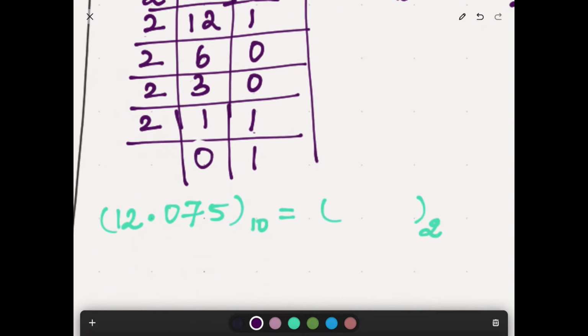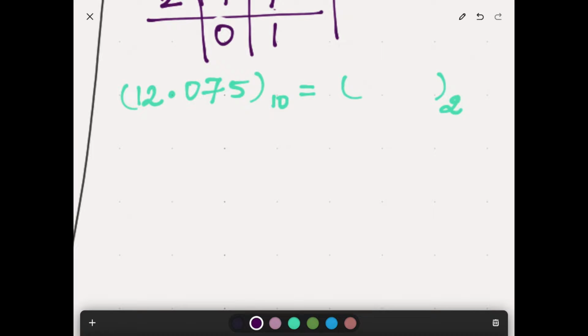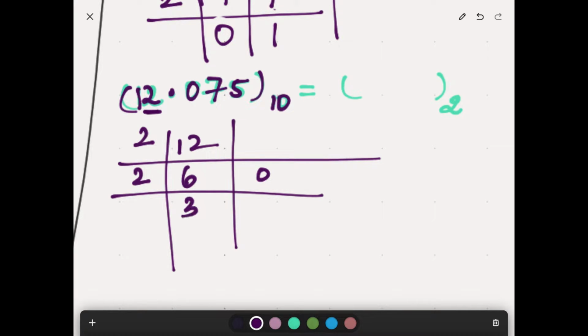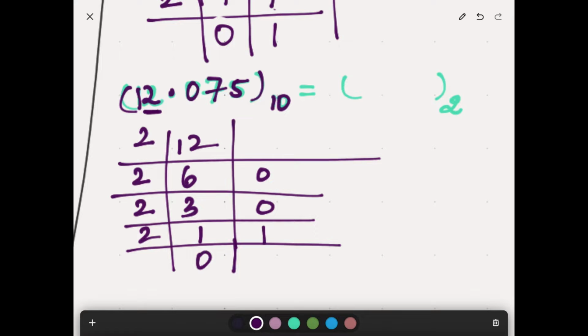Similarly, if we were given a number 12.075 in decimal and we were to convert it to binary, again we take the whole number, 12, and divide it by 2 because that is the base of the answer we want. 2 sixes are 12, there is no carry. Again 2 threes are 6, there is no carry, dividing it by 2. 2 ones are 2, there is a carry. 2, 0 and 1. So going from down to up, the value of 12 in binary would be 1100.